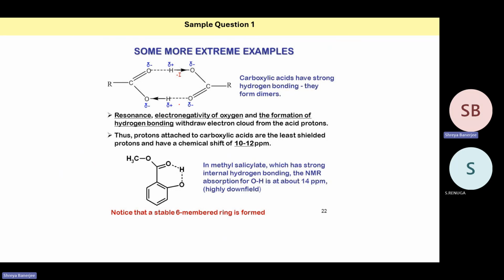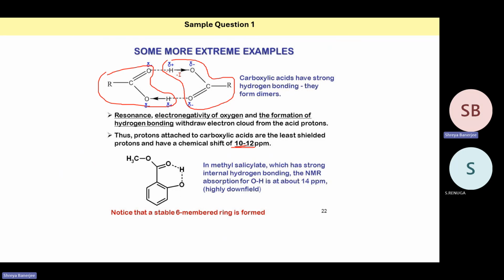This is an example of a carboxylic acid. Carboxylic acids have very strong dimers. This is one carboxylic acid molecule and this is another. Two carboxylic acid molecules will form very strong dimers by hydrogen bonding. This dotted bond is the hydrogen bond. This hydrogen will have very high positive charge because it is forming a very strong hydrogen bond. Because of this very high positive charge, it is downfielded by up to 10 to 12 ppm, which is a huge downfield shift.